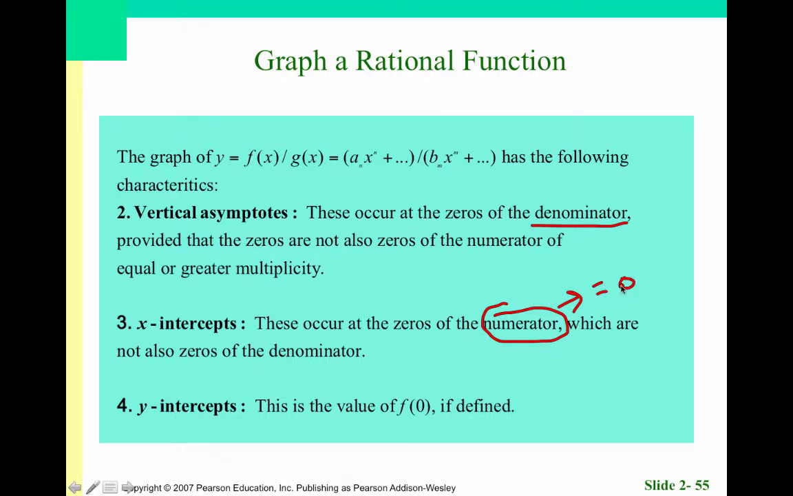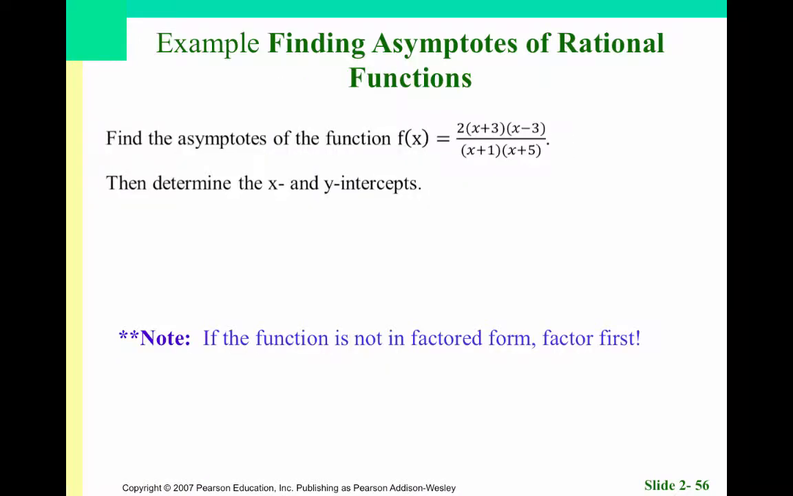The denominator, you do need to pay a little bit of attention to it, but for the most part, you're looking for the zeros of the function. The zeros are going to occur when the numerator is set equal to 0. And the y-intercept is probably the easiest thing. It's the value of the function when x is equal to 0. So you're just going to plug 0 in.